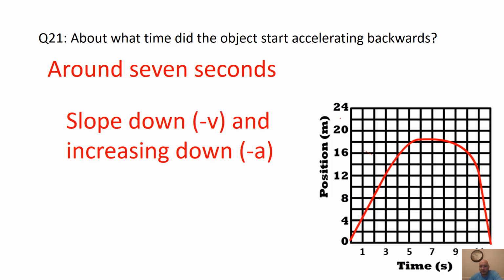And then just remember, a reminder about the sign. So your v is negative because you're moving down. a is negative because it's curving down. And once again, on a position time graph.